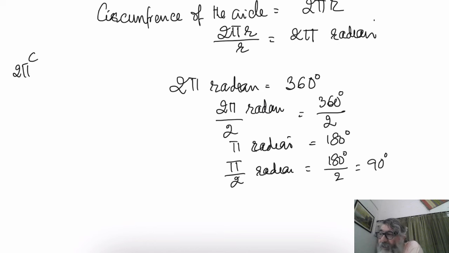Are you understanding? 360 degrees is equal to 2 pi radian. Pi radian is equal to 180 degrees, and pi by 2 radian is equal to 90 degrees. Let's see it further.